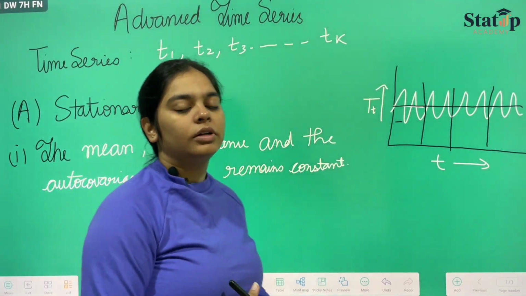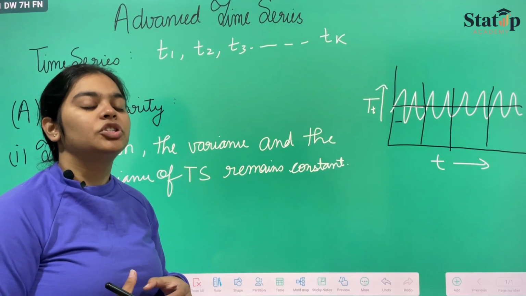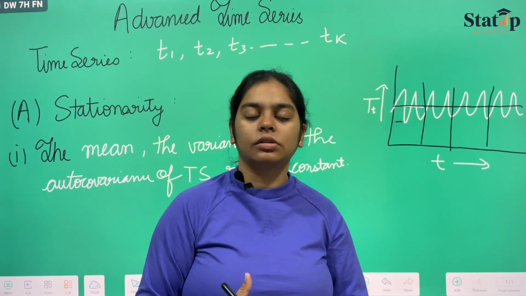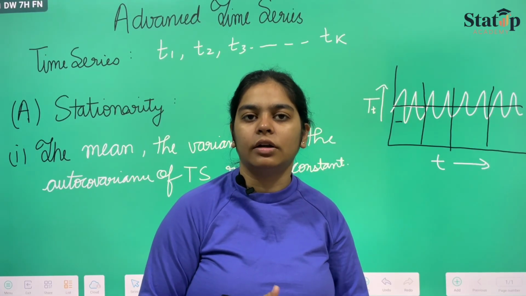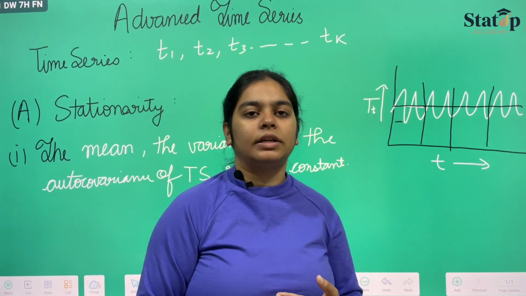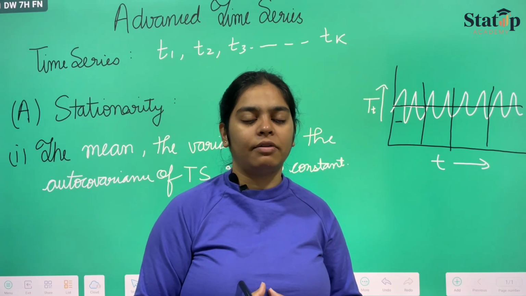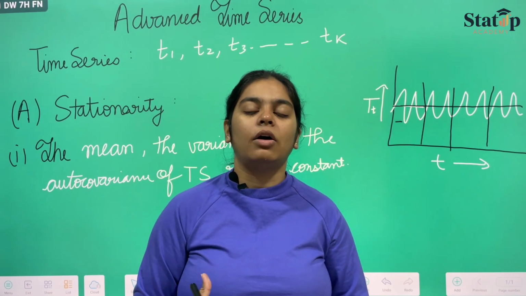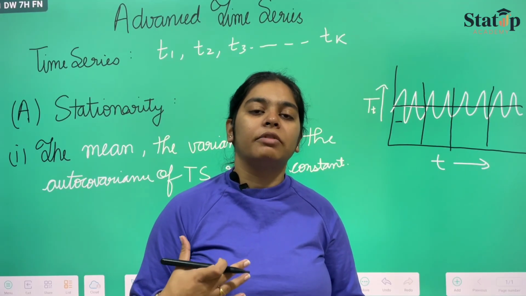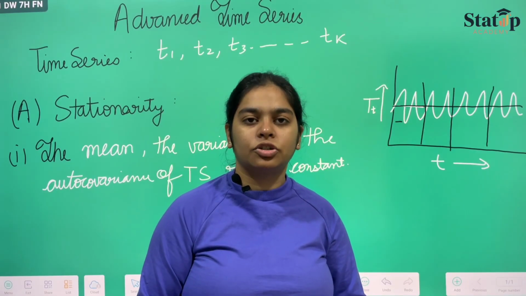Suppose we have the time series T1, T2, T3 up till Tk. Now we change its time. Suppose we are measuring the temperature of a room for 1 hour, taking T after every 5 minutes, so it would be T5, T10, T20 and so on. Now we take the new values for the next day for the same 1 hour. So there is a shift in the time.